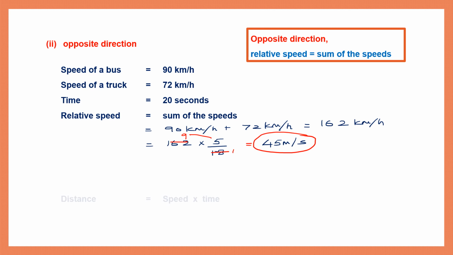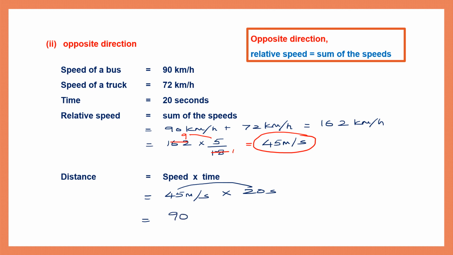Now I need to find the distance. Distance is speed into time, and speed is 45 meters per second, into time, which is given to us as 20 seconds. So we have to multiply 45 into 20. 45 into 2 is 90, so into 20 will be 900. And since we are finding the distance, the unit is meters. So what is our answer here? The distance between the two vehicles when they move in the opposite direction is 900 meters.